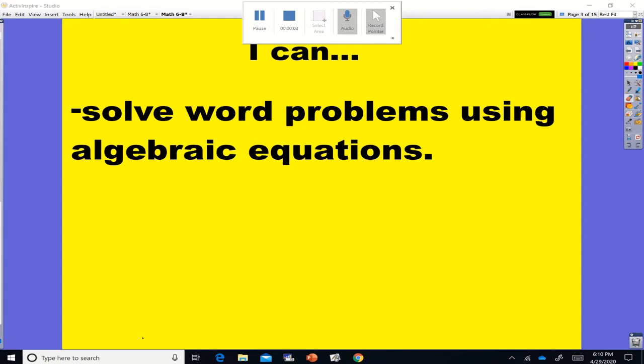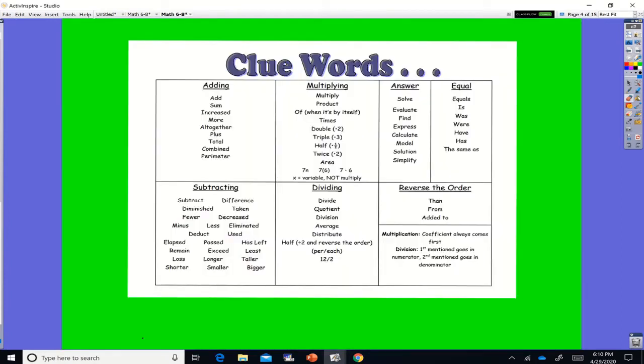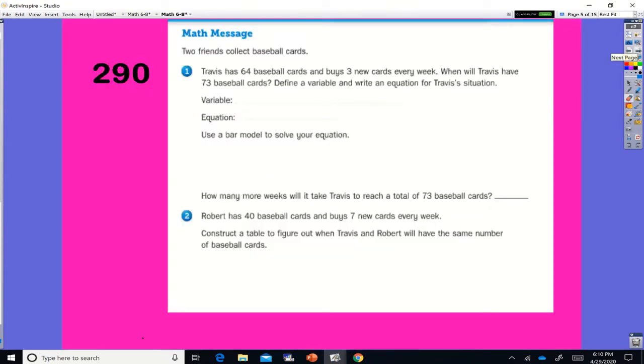Our I can statement for today is I can solve word problems using algebraic equations. Now we're pretty much taking everything we learned the last few days and we're going to be making word problems with this. So looking here, from chapter 4 when we did algebraic expressions, I would recommend using your clue words and get this out. I'll have it posted underneath this video so you have it if you can't find it.